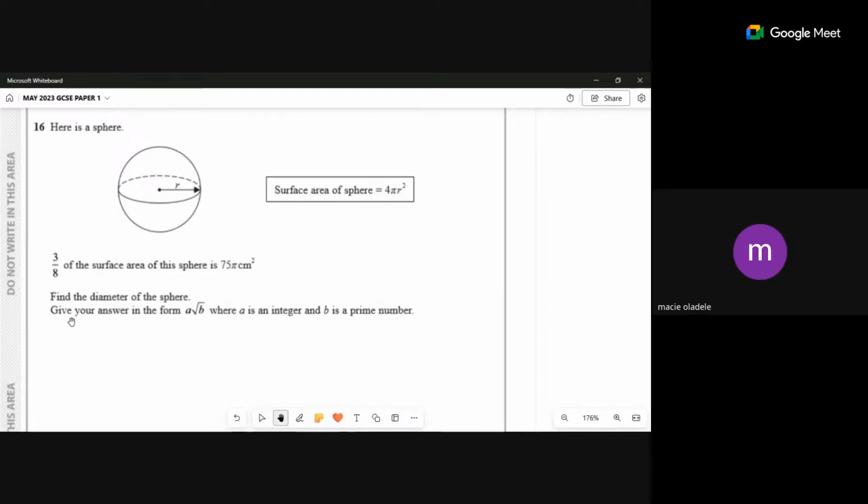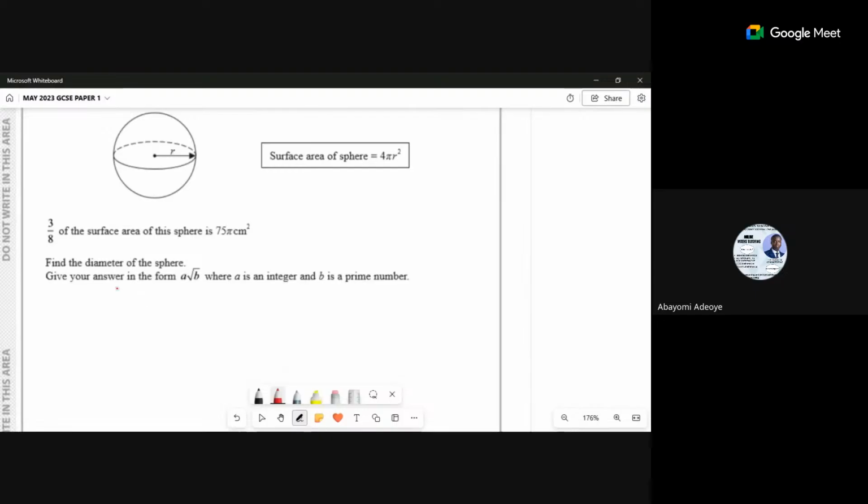Here is a sphere. 3/8 of the surface area of the sphere is 75 pi centimeters squared. Find the diameter of the sphere. Give your answer in the form a root b, where a is an integer and b is a prime number. All right. So 3/8 of, that is times the area. What's the area of a sphere? 4 pi r squared. So 3/8 times 4 pi r squared equals what?